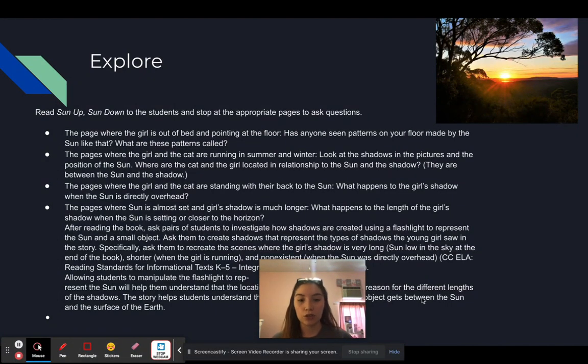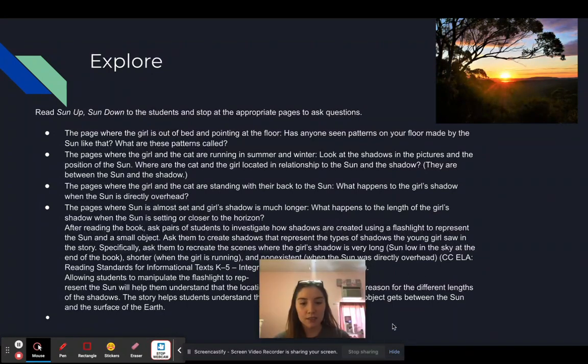You're going to use specific pages, for example the page where the girl and the cat are running in summer and winter. You're going to use this for your students to make observations. They're going to look at the picture specifically to see where the sun is located and what they notice about the shadow. Is it bigger or smaller than the character in the book?